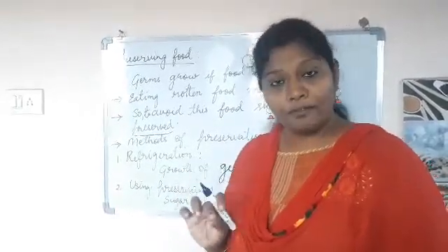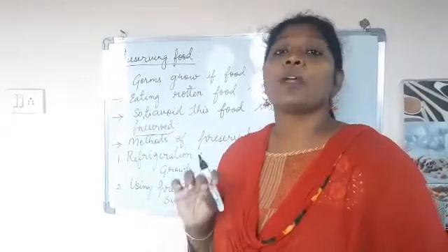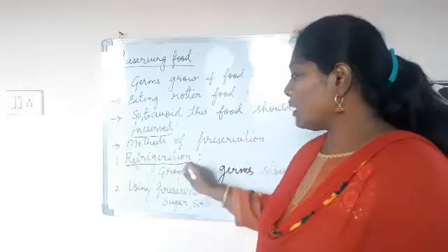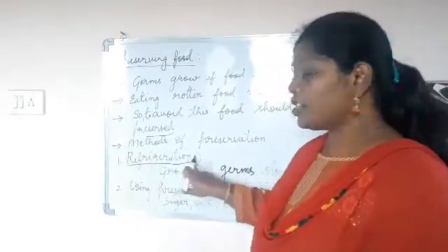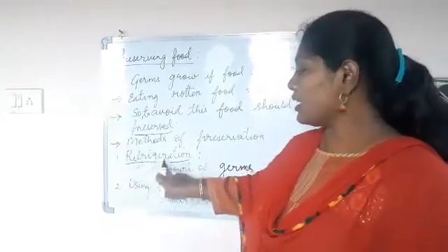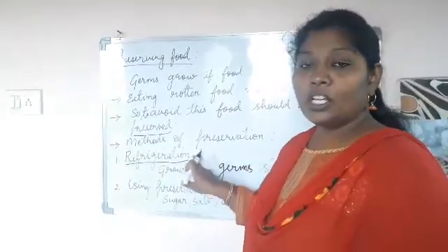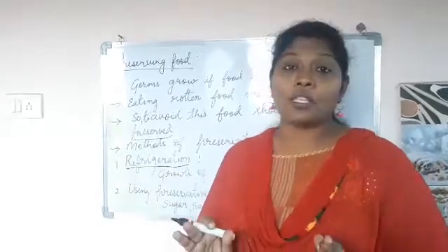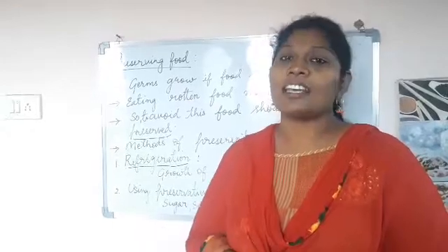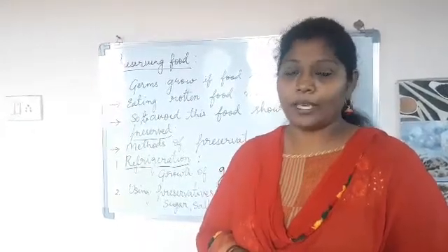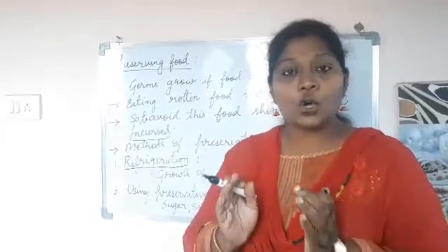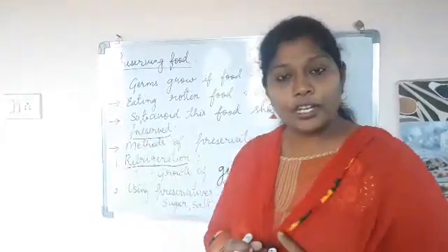What are the different methods of preservation? See, children, first one, refrigeration. Repeat it, children. Refrigeration. So, at everybody's home, we have a fridge. The fridge is called a refrigerator. Okay. So, as I said earlier, we store food in the refrigerator.